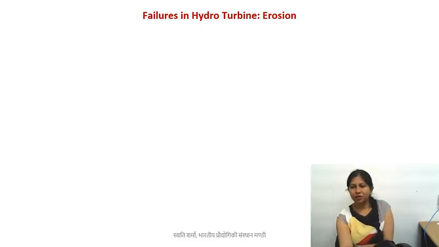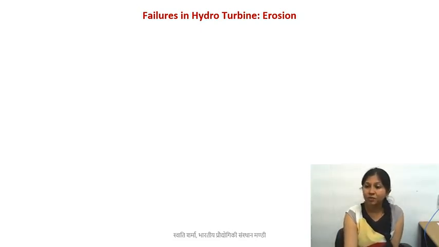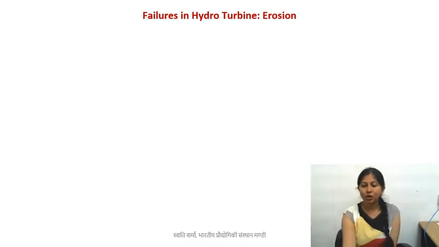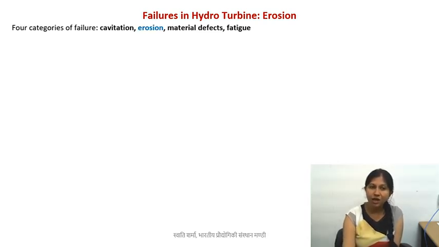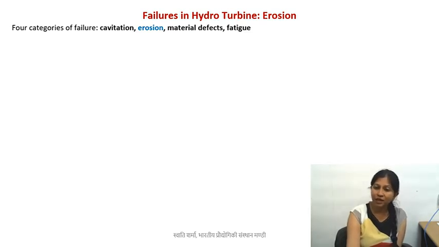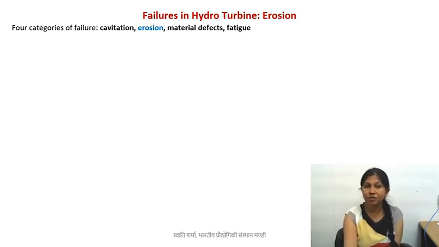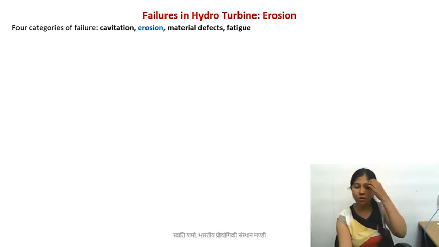Okay, hi. So we were talking about the failures of the hydro turbine systems. In the previous part of this lecture, we talked about the failures or the damage to the surface that is caused by the cavitation process, and now we are going to talk about the erosion process. As we discussed before, there are four categories of the damage or the failure of the hydro turbine systems: cavitation, erosion, material defects, and fatigue. So now we talk about the second one, that is erosion.